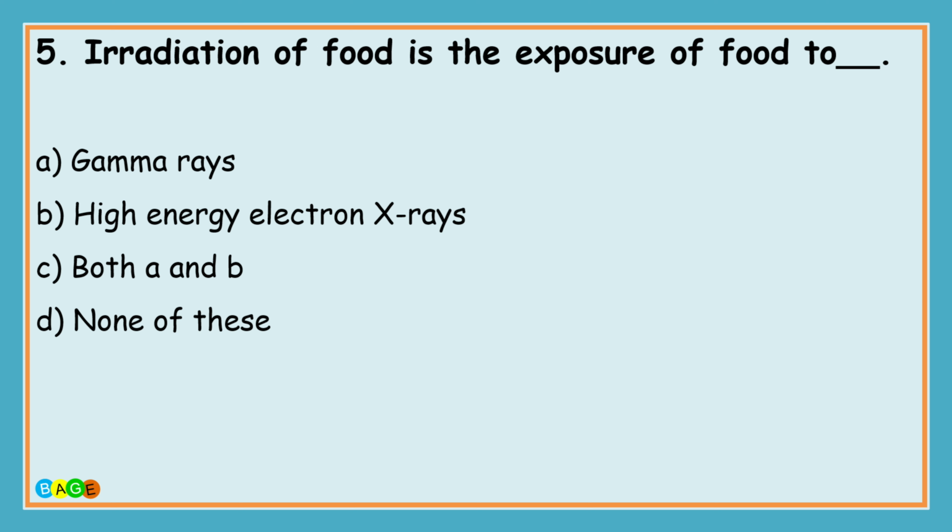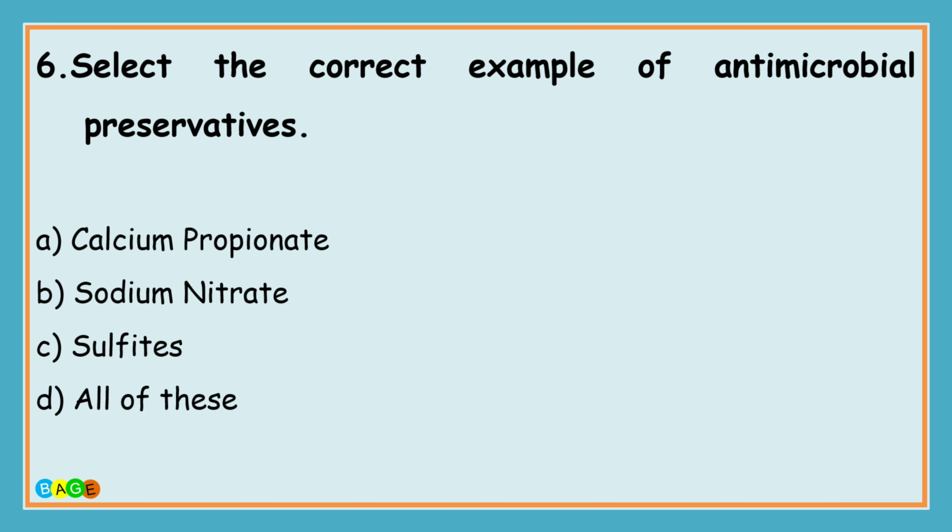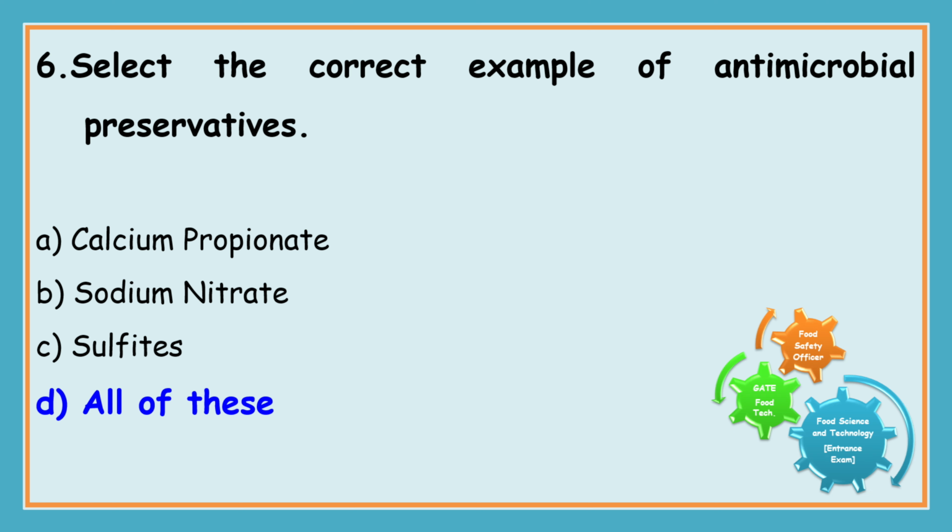Question number 5: Irradiation of food is the exposure of food to ___. The options are A gamma rays, B high energy electron X-rays, C both A and B and D none of these. The correct answer is option C both A and B. Question number 6: Select the correct example of antimicrobial preservatives. The options are A calcium propionate, B sodium nitrate, C sulfites and D all of these. The correct answer is option D all of these.